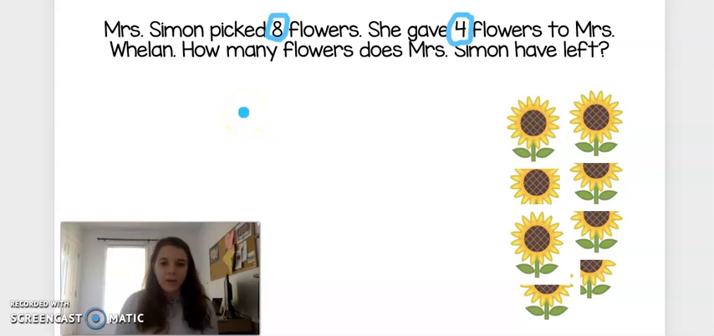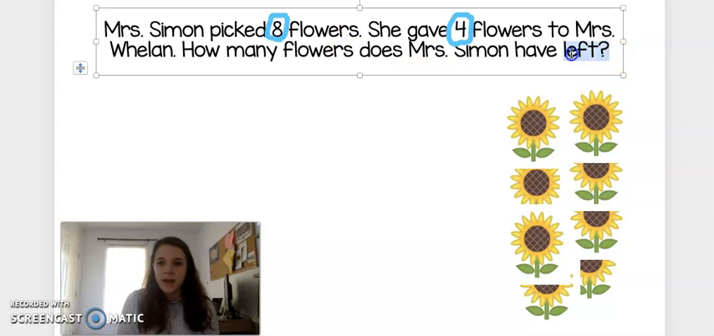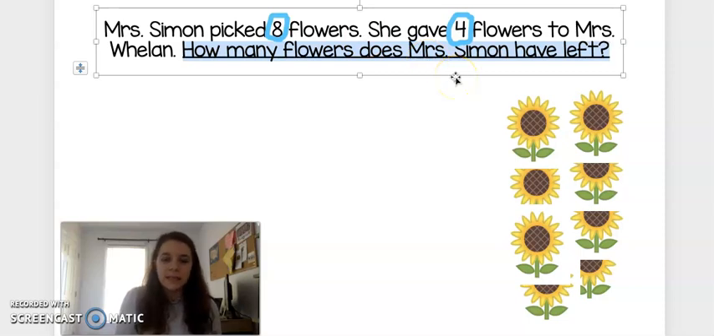How many flowers does Miss Simon have left? Oh, are you telling me you see a question? I see a question too. So let's go ahead and underline our question. That has that question mark at the end. Remember, our question tells us what we want to know at the end. What is it asking us? This question is asking us, how many flowers does Miss Simon have left?